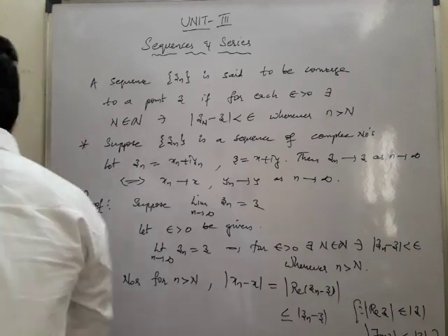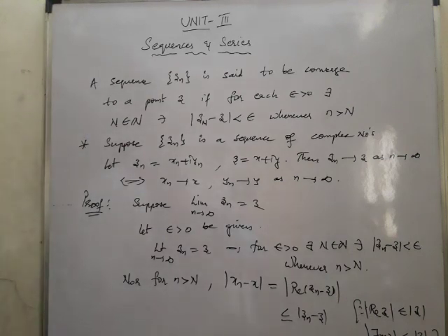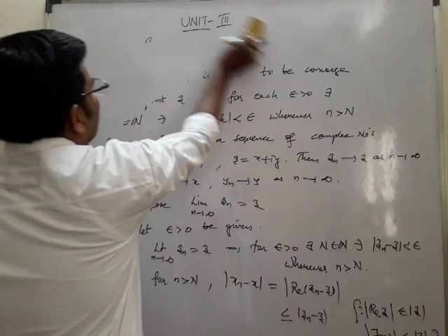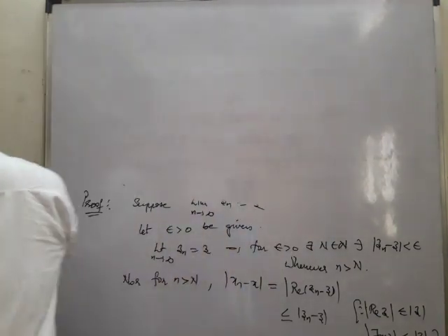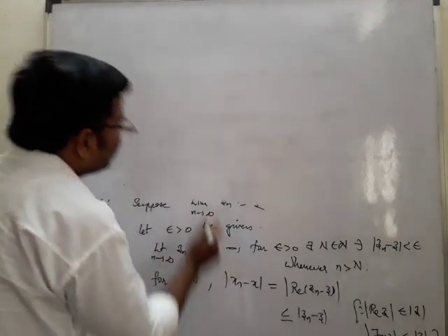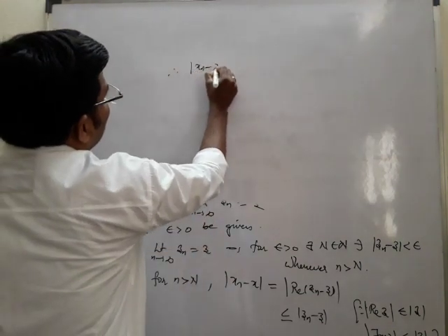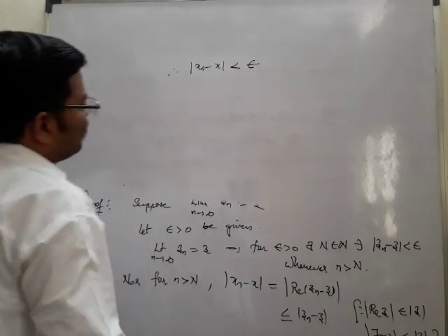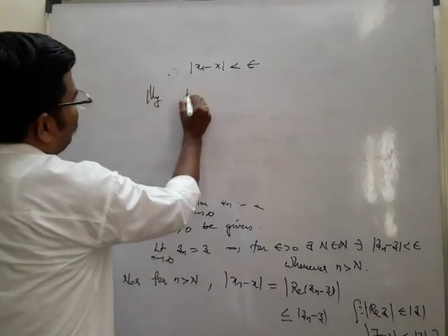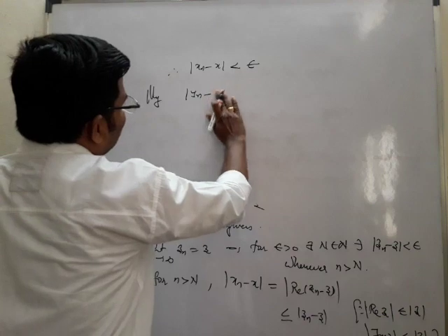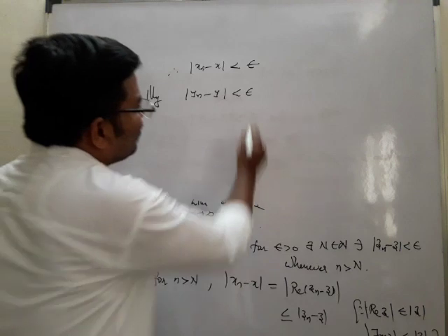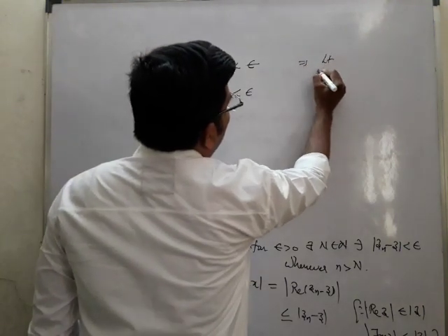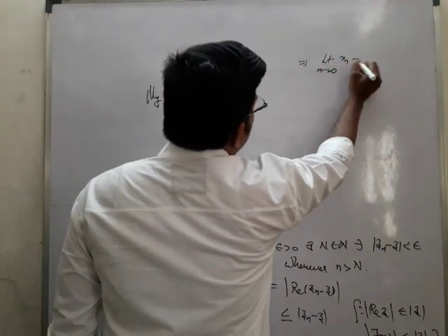Now what we got here is that xn minus x is less than epsilon. Therefore, mod xn minus x is less than epsilon. Similarly, we can prove that mod yn minus y is less than epsilon. So what does this indicate? That indicates that limit n tends to infinity, xn is equal to x.